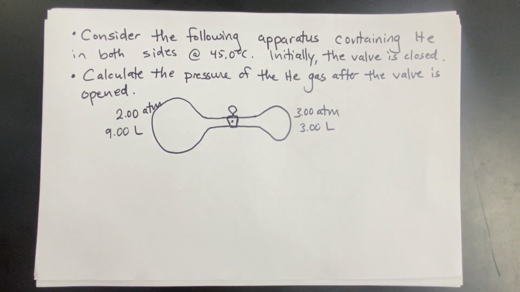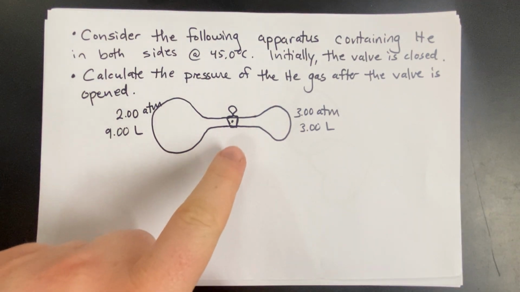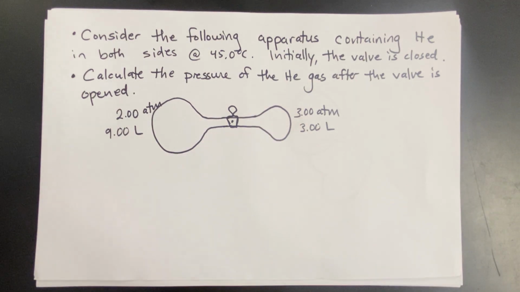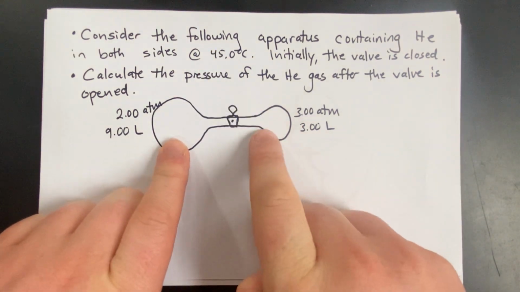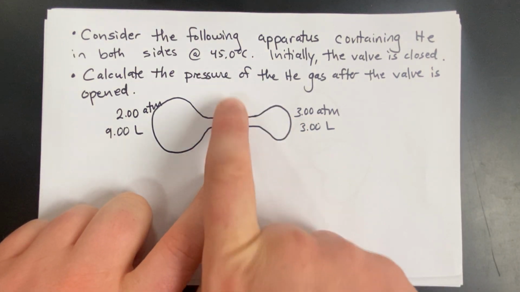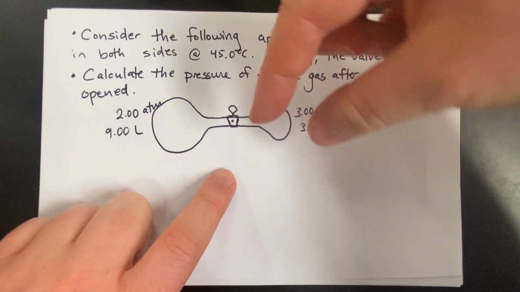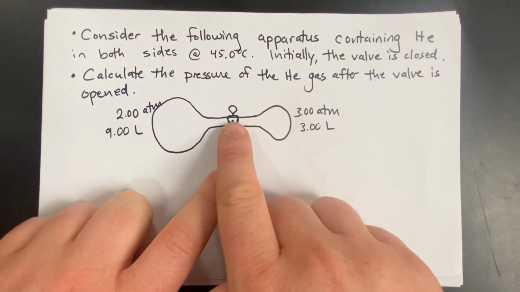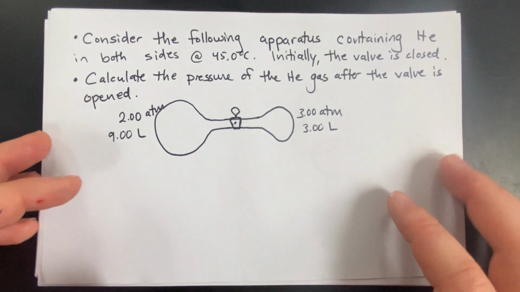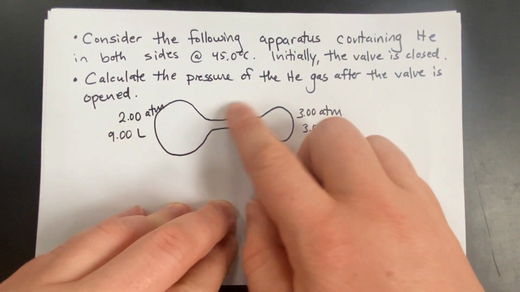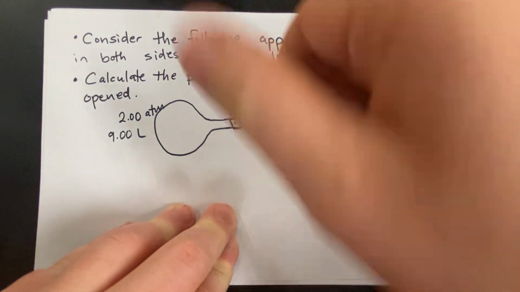Consider the following apparatus. That means this, you know, it's an amazing drawing, right? Containing helium in both sides, so both sides here, at 45 degrees Celsius. Initially, the valve is closed. This is the valve. You can spin that little thing and basically it opens and closes. So these would be two glass containers that they linked together, and you put a stopcock in the middle and you can open or close that.